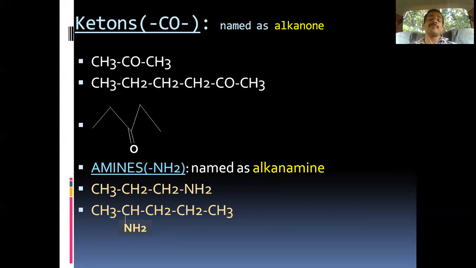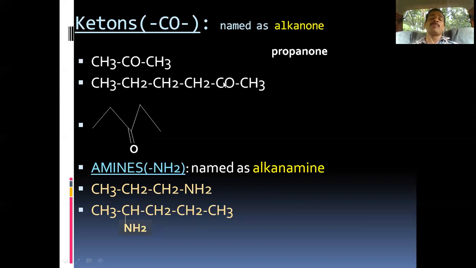So here the name of the ketone, the first one. What is the name of the ketone? The first one, propanone. So you can see propanone. Now in the second compound, how many carbon atoms are present? 1, 2, 3, 4, 5, 6. 6 carbon atoms are present.